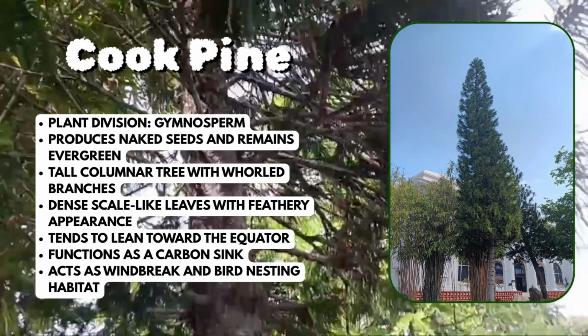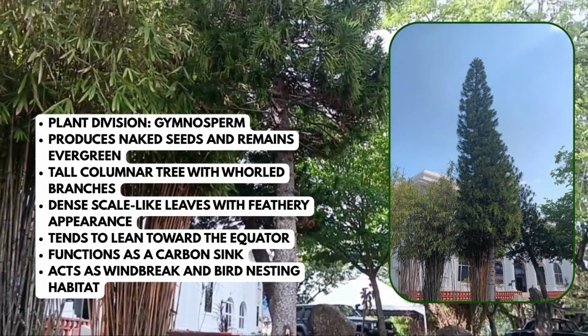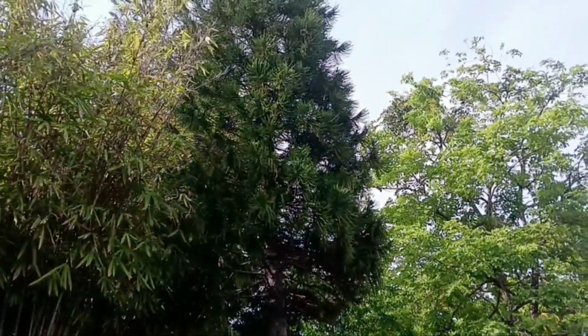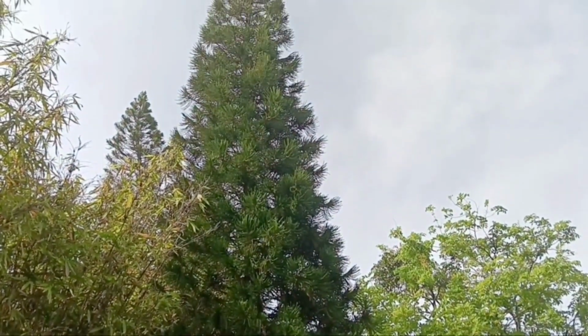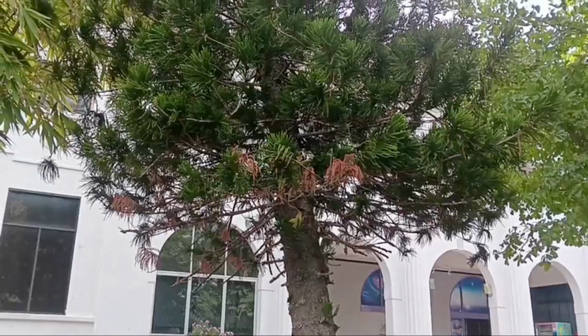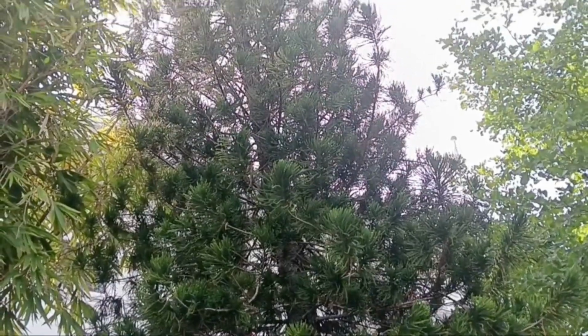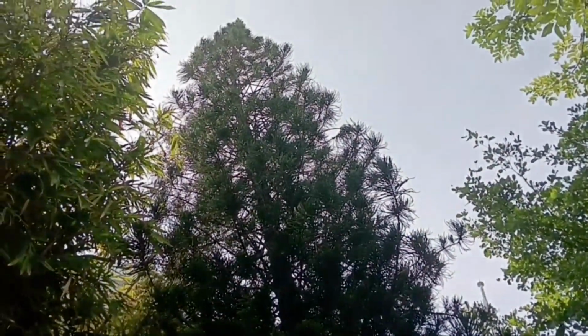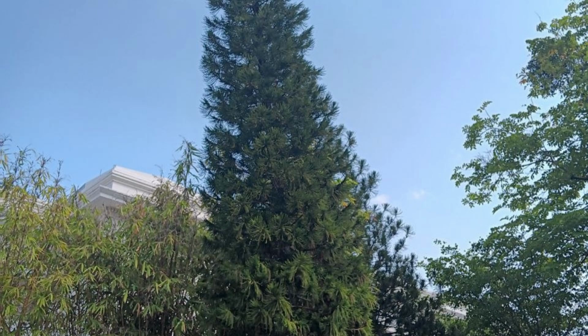This is the cook pine located near the museum area. It belongs to the gymnosperm division because it produces naked seeds in cones. The tree has a tall columnar shape with whorled branches and scale-like leaves. It functions as a carbon sink and provides nesting sites for birds.